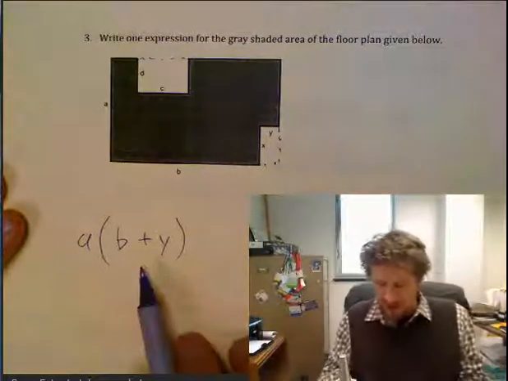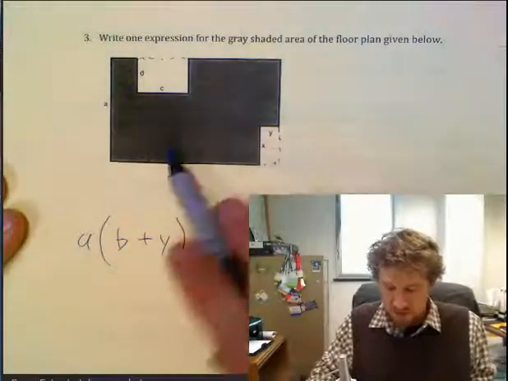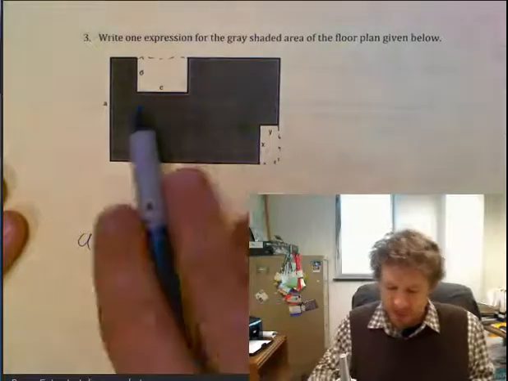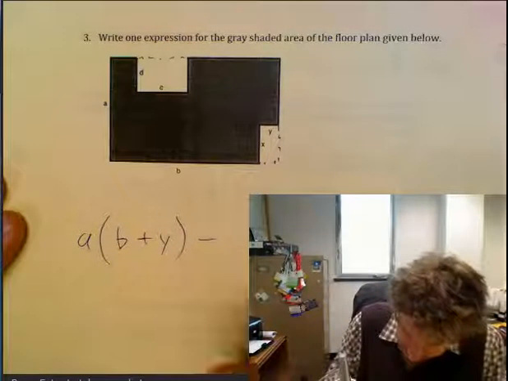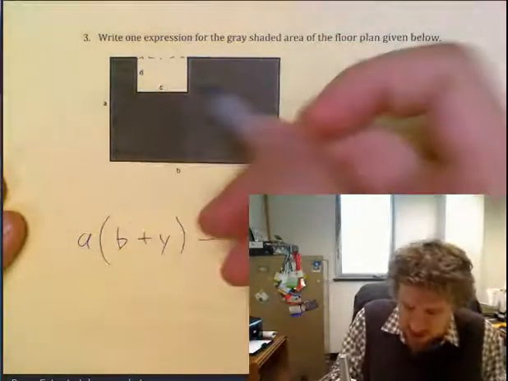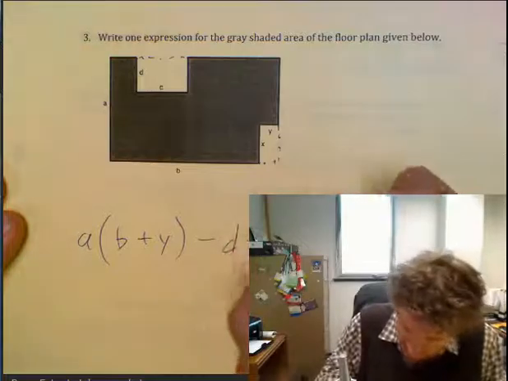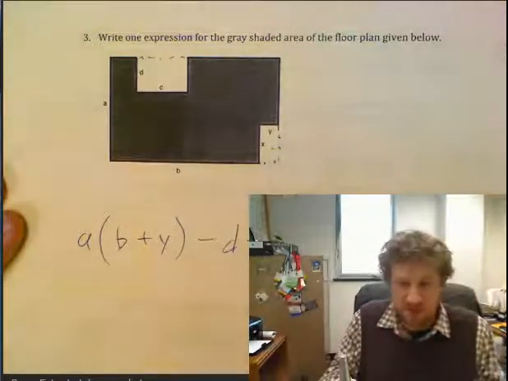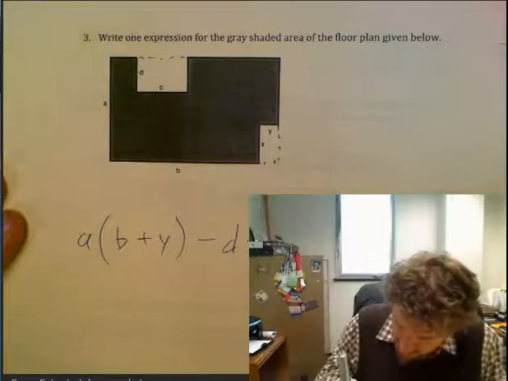Okay, so now that's the area of this whole rectangle, the big rectangle. Now we need to just subtract out those two little parts. And so the area of this little part is just D times C. And then we need to subtract out this little part. Well, that's just X times Y.